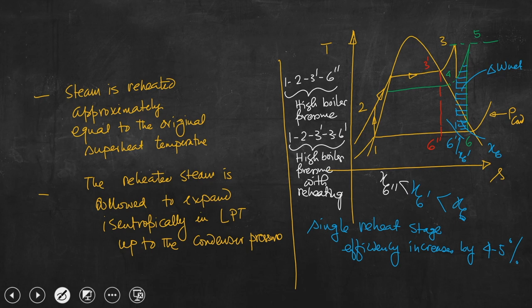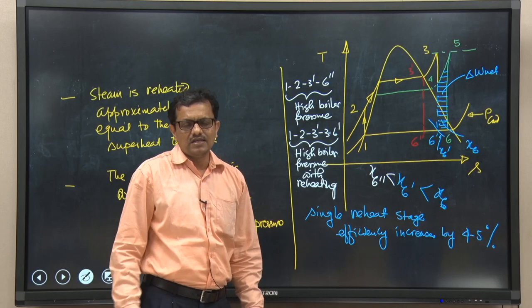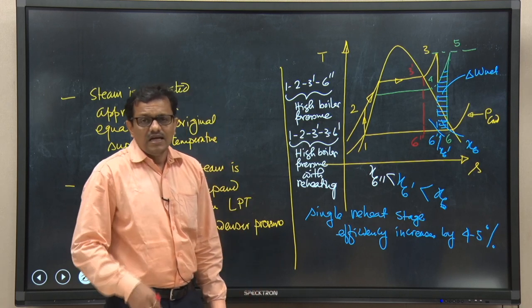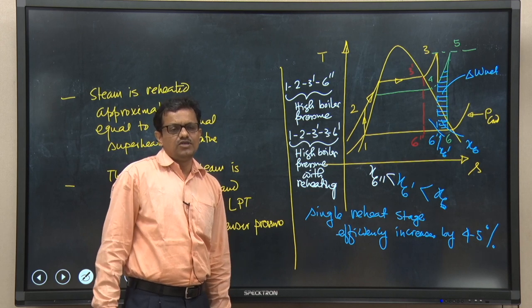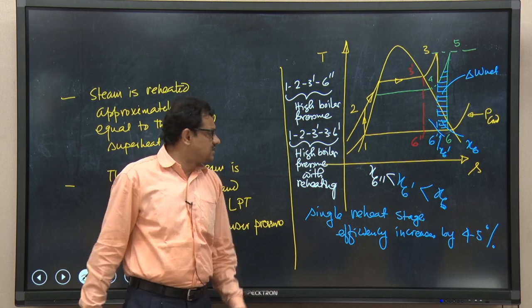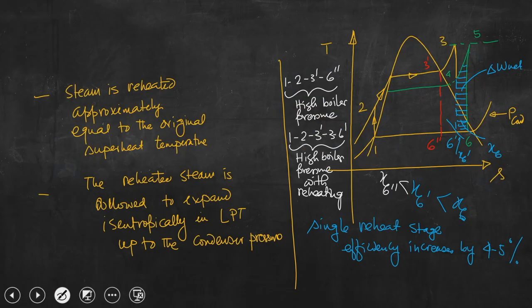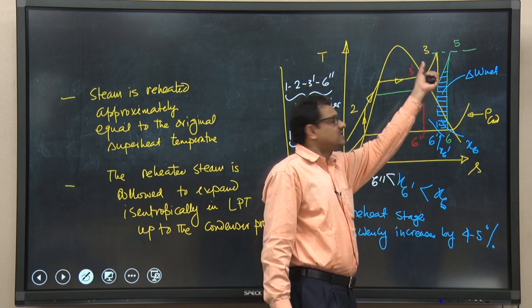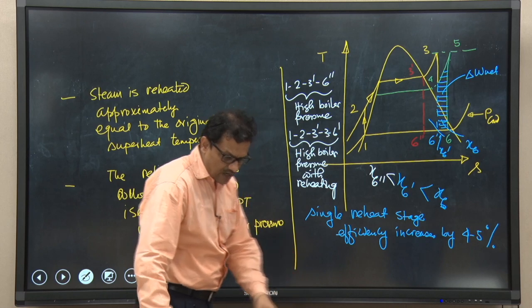So, we have discussed the operational aspects of this particular reheat cycle. We have also discussed critical issues, and also what happens beyond 2 to 3 reheat stages. It is not economically advisable to go for more than 2 to 3 reheat stages. But one important advantage is that we are having the same mass flow rate of steam. For the given mass flow rate of steam, we can increase the efficiency. So, that means we are getting higher work output.